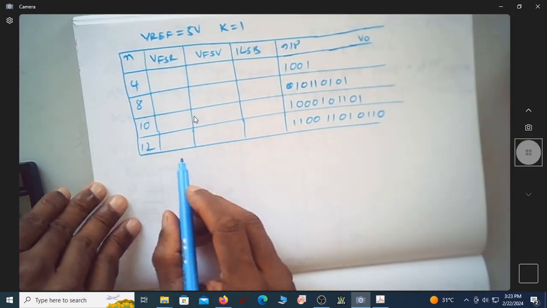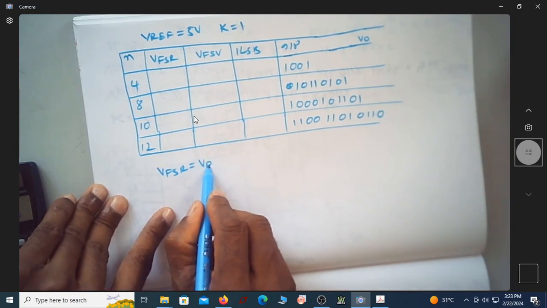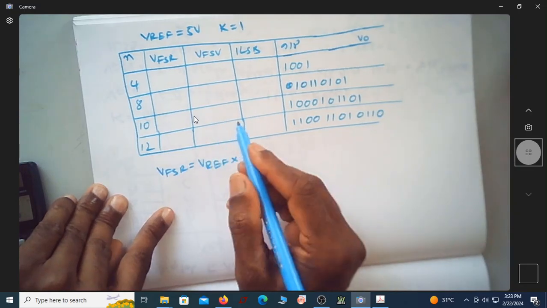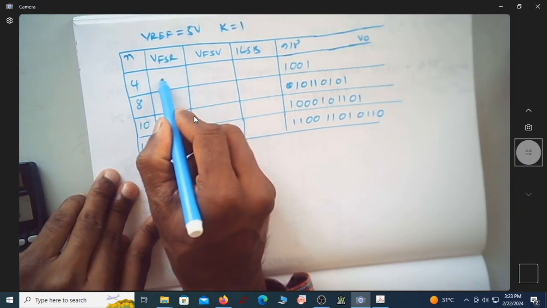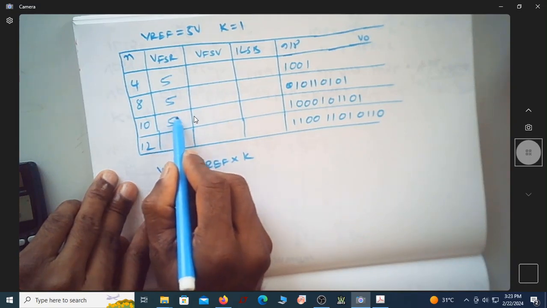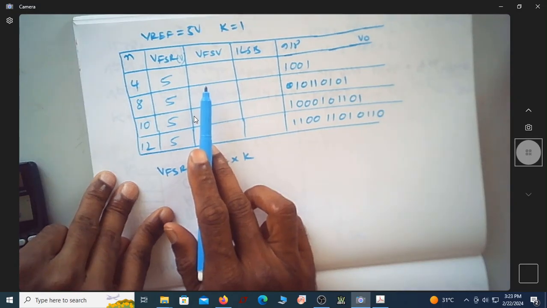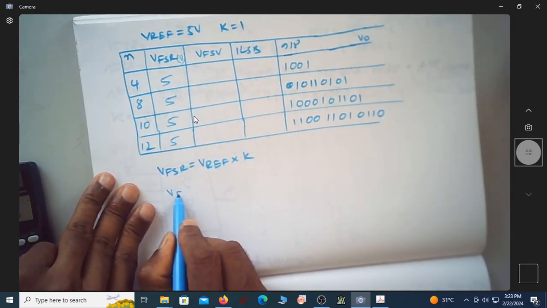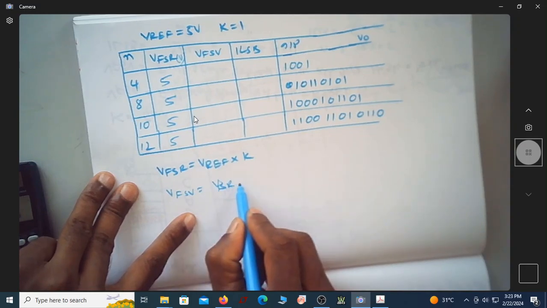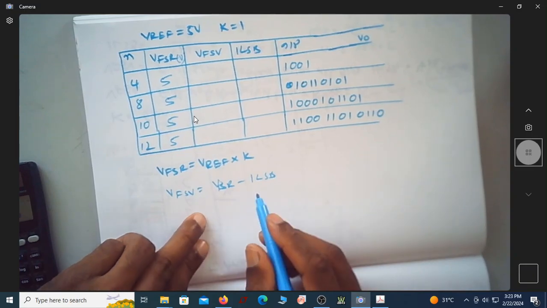So VFSR, as we know, is equal to V reference multiplied by K, which is 1 here. So in this case VFSR is equal to V reference only. So this is 5 volts. So this is in volts. We know that VFSV, full scale voltage, is given by VFSR minus 1 LSB. So this is 1 LSB less than FSR.